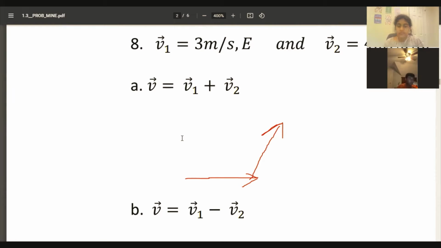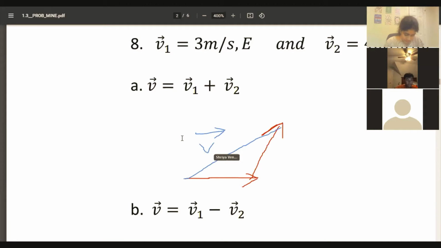And then to find the resulting vector when adding these two, all we're going to do is find the shortest distance between the tail of V1 and the head of V2. So in this case, that will be this. So we can write that as V, or the resulting vector.